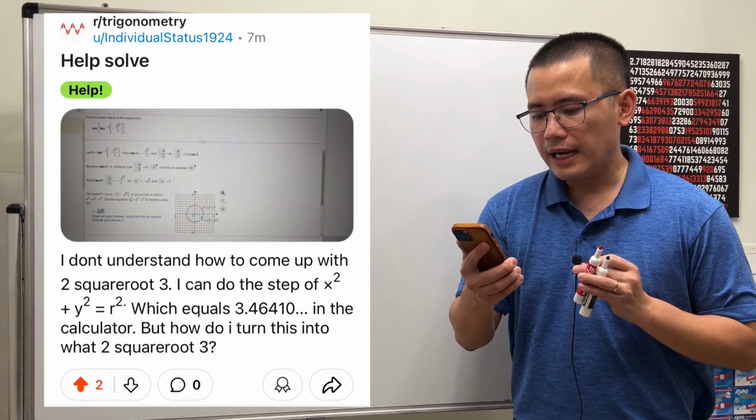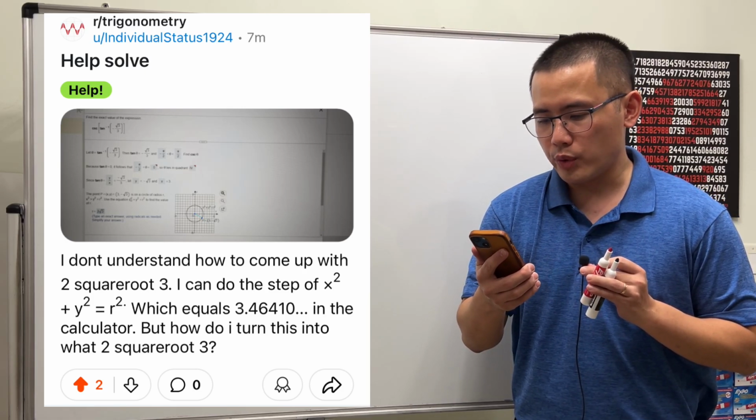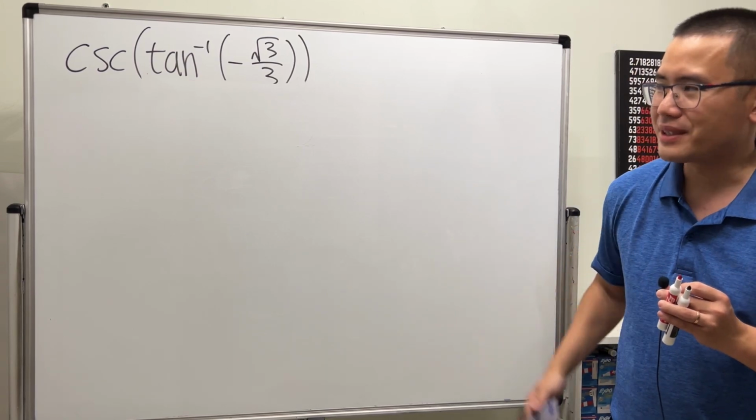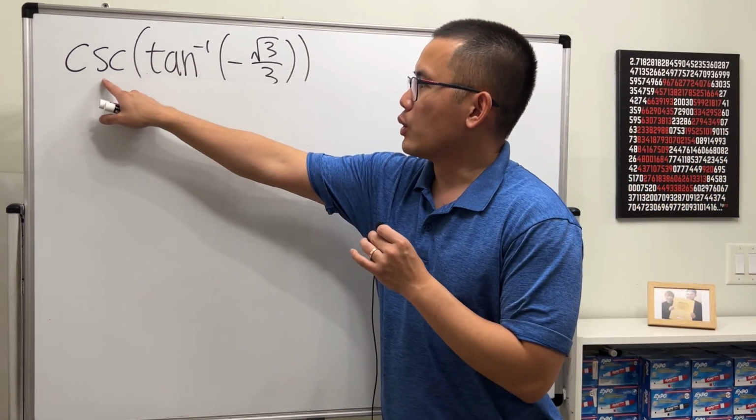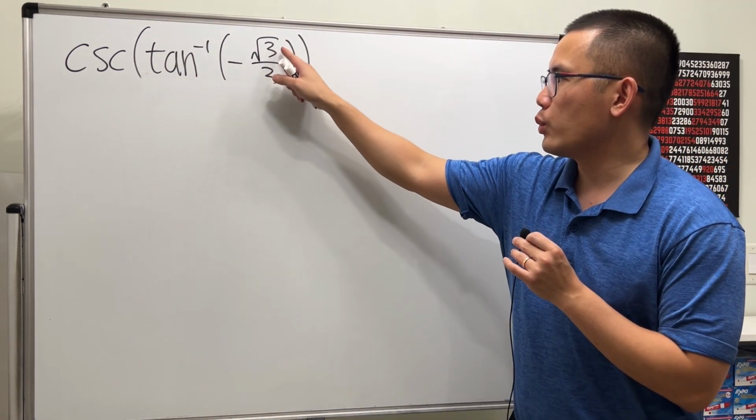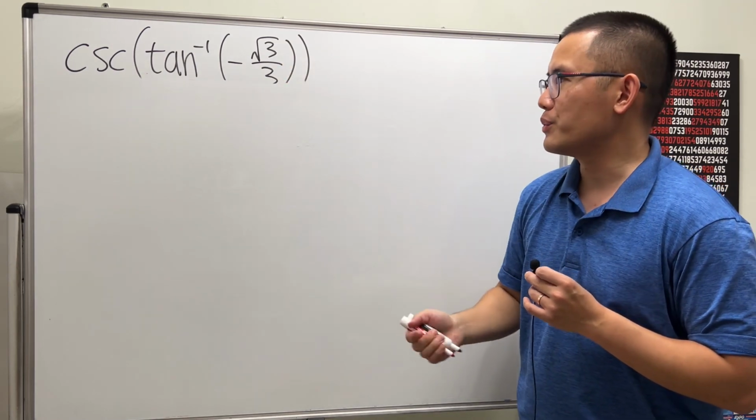Help solve. I don't understand how to come up with 2 square root of 3. Okay, let's have a look. We are going to evaluate cosecant of inverse tangent of negative square root of 3 over 3, and this is how we can do it.